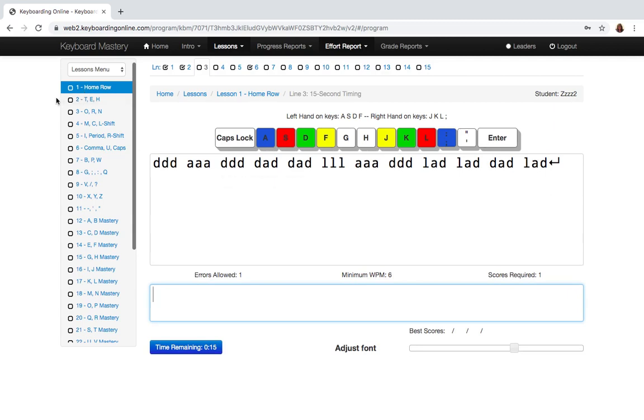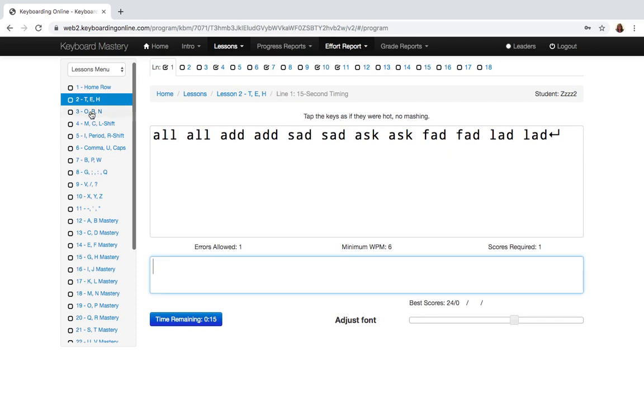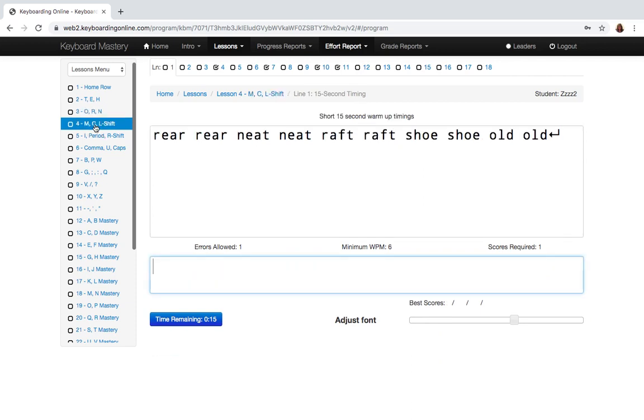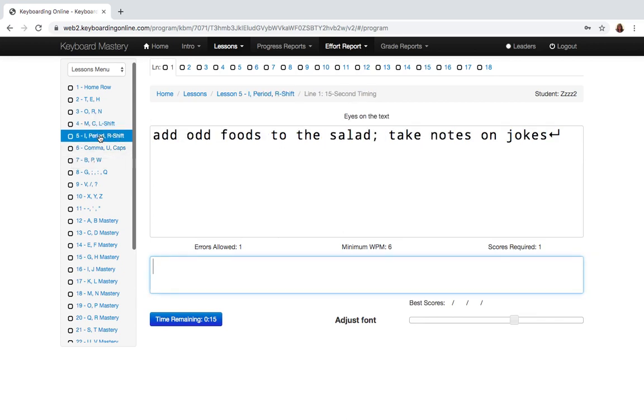We have so far to this point learned our home row keys, our basics. We've learned T, E, and H. In Lesson 3 we learned O, R, and N. In Lesson 4 we learned how to make capitals using our left shift, striking capitals with our right hand. And today we're going to learn the I, the period, and the right shift. So let's just jump in and take a look at our review lines.